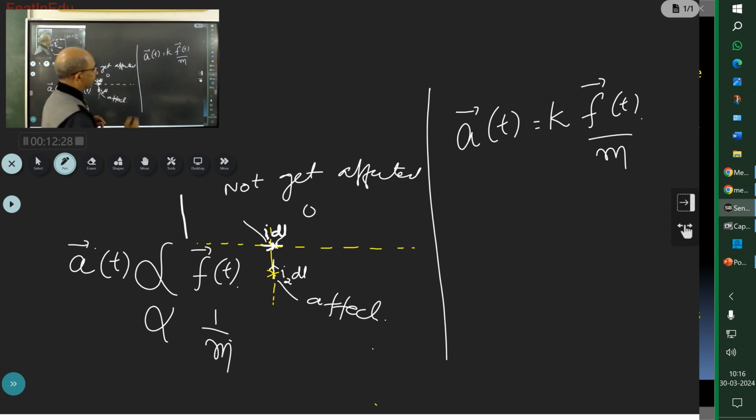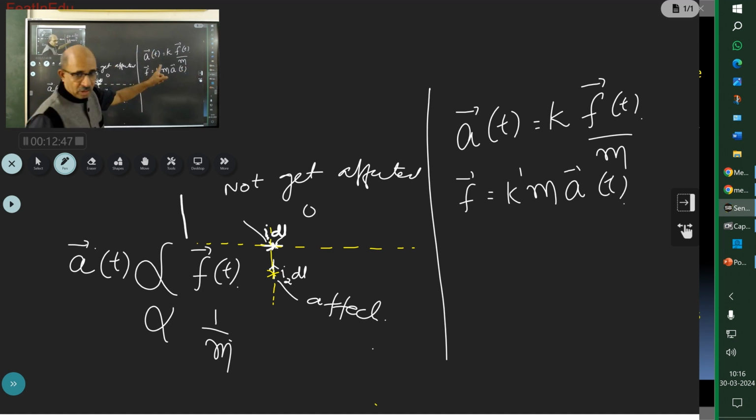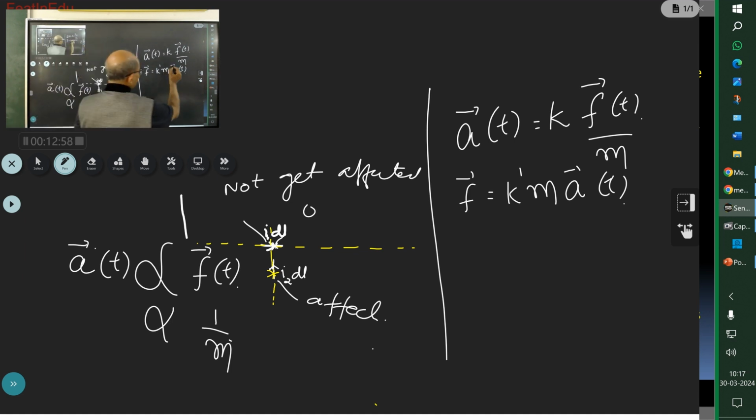Okay. Now here you see, I can write this as F bar is equal to some other constant k dash m a bar t. I hope you understood constant k, the constant of proportionality. You understood or not? So it is this. Now here Newton played a very important role.